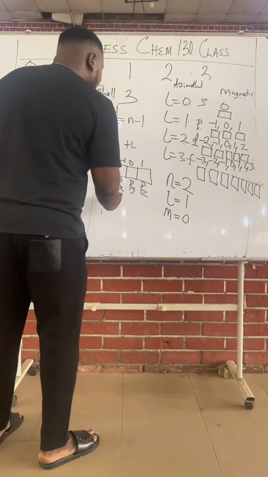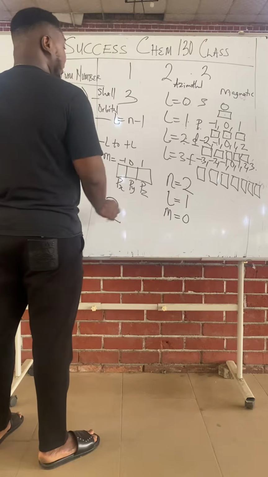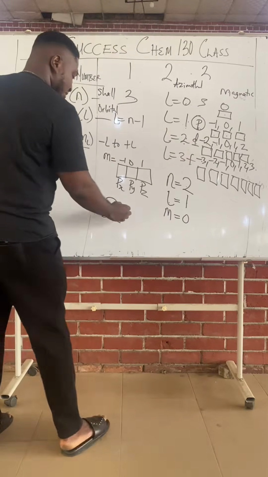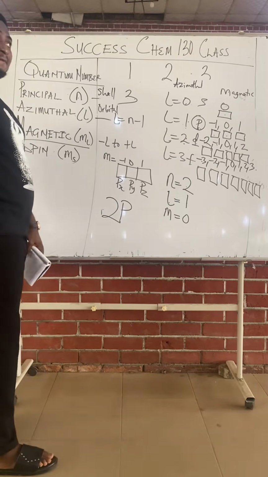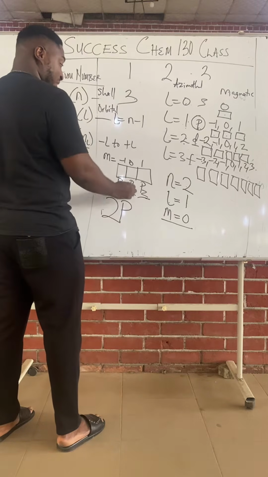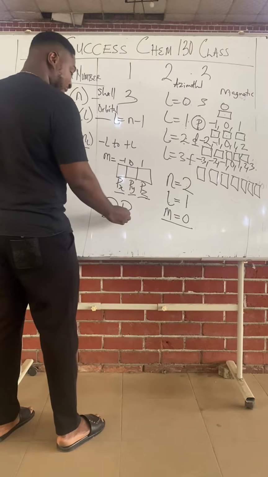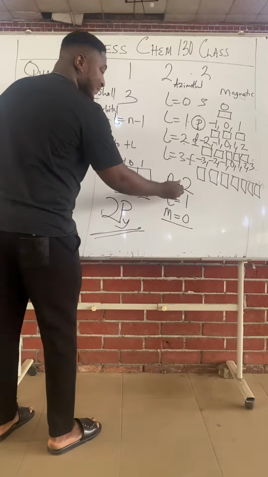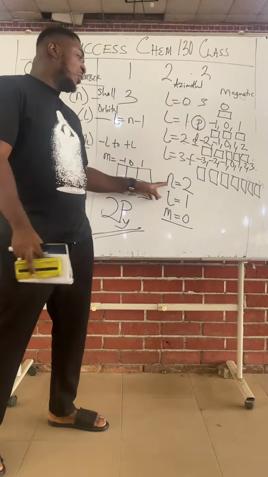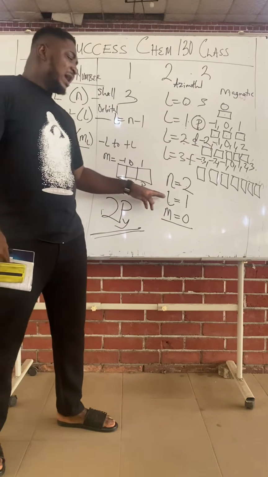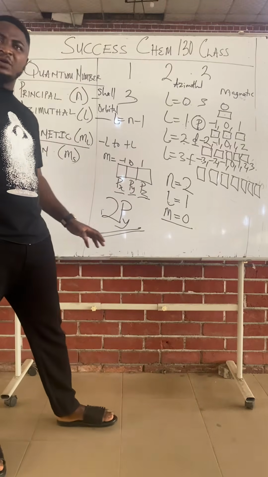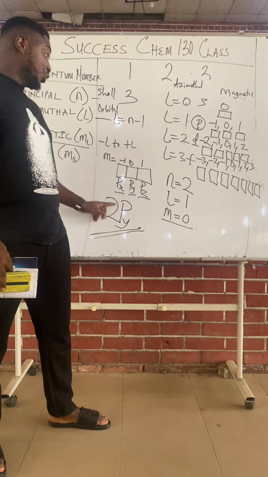Class, first of all, you will say 2, meaning the principal number of the shell is 2. When L is 1, you're dealing with a P, so you write P. But when M is 0, which of the P? Because we have Px, Py, and Pz. When M is 0, we have Pz. Class, this is the final answer to this question. When they say write down the orbital designation, given that the principal quantum number is 2, the azimuthal quantum number is 1, and the magnetic is 0, you will say 2 because the shell is 2.